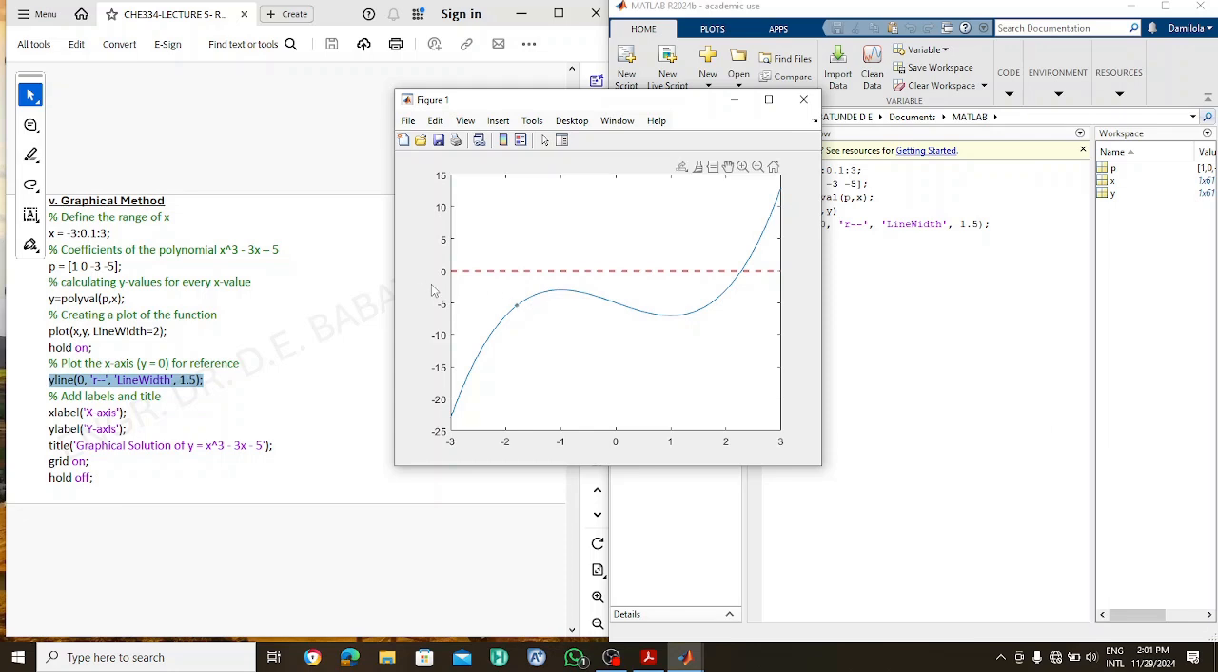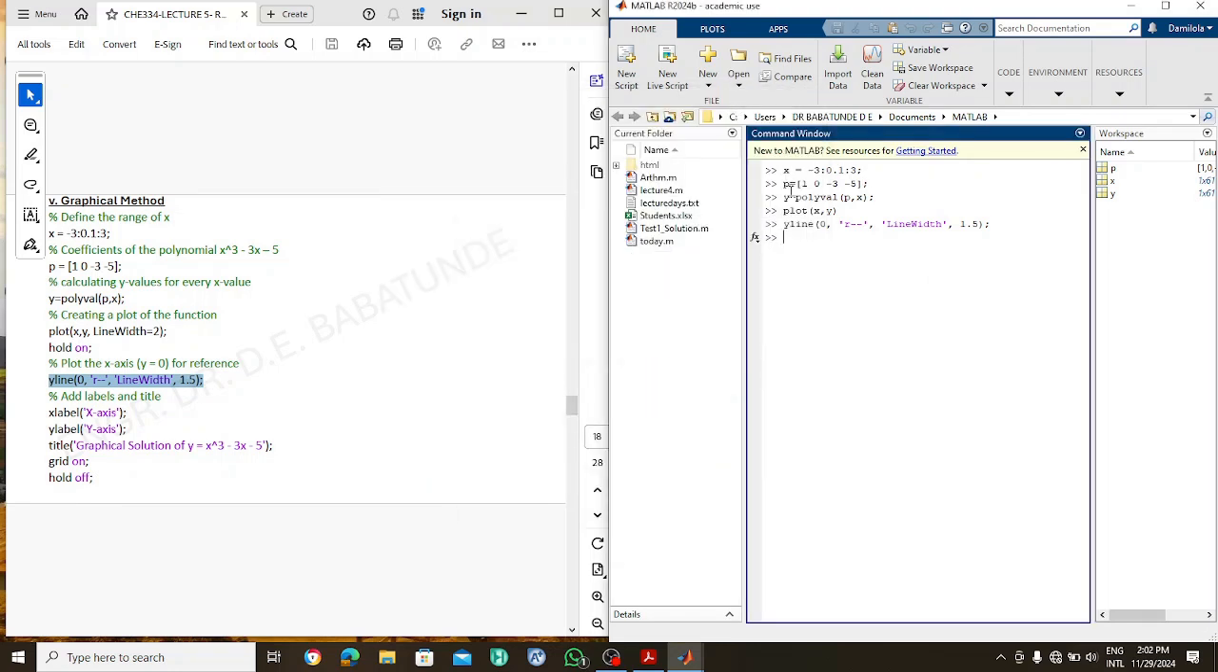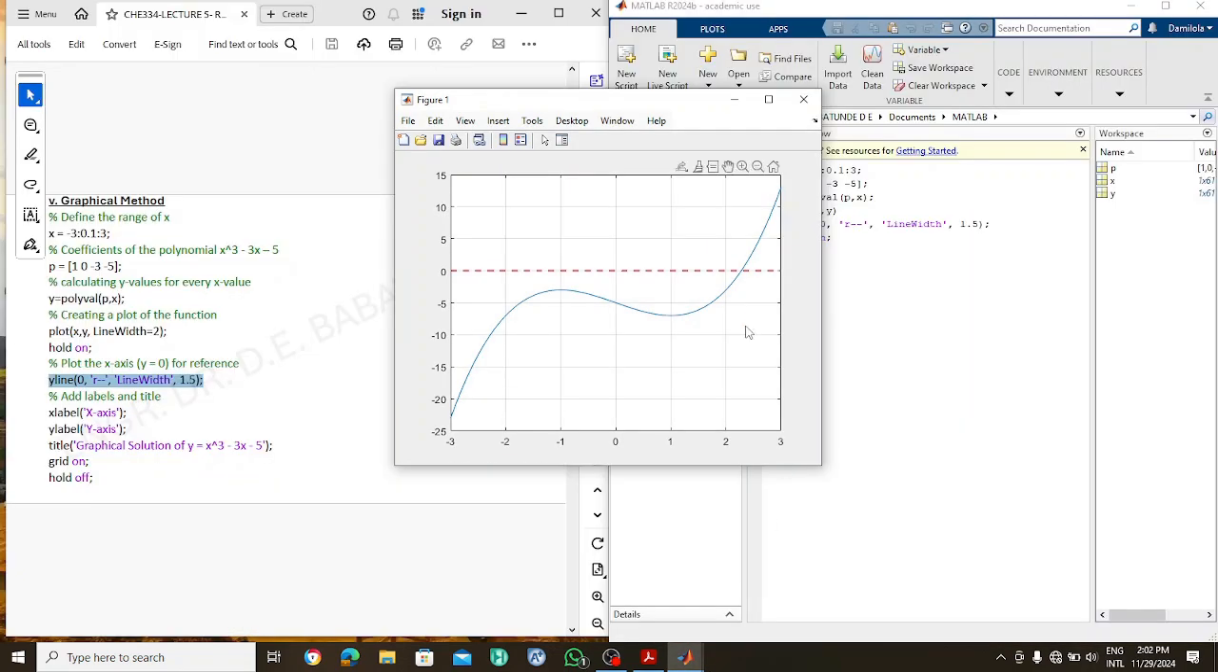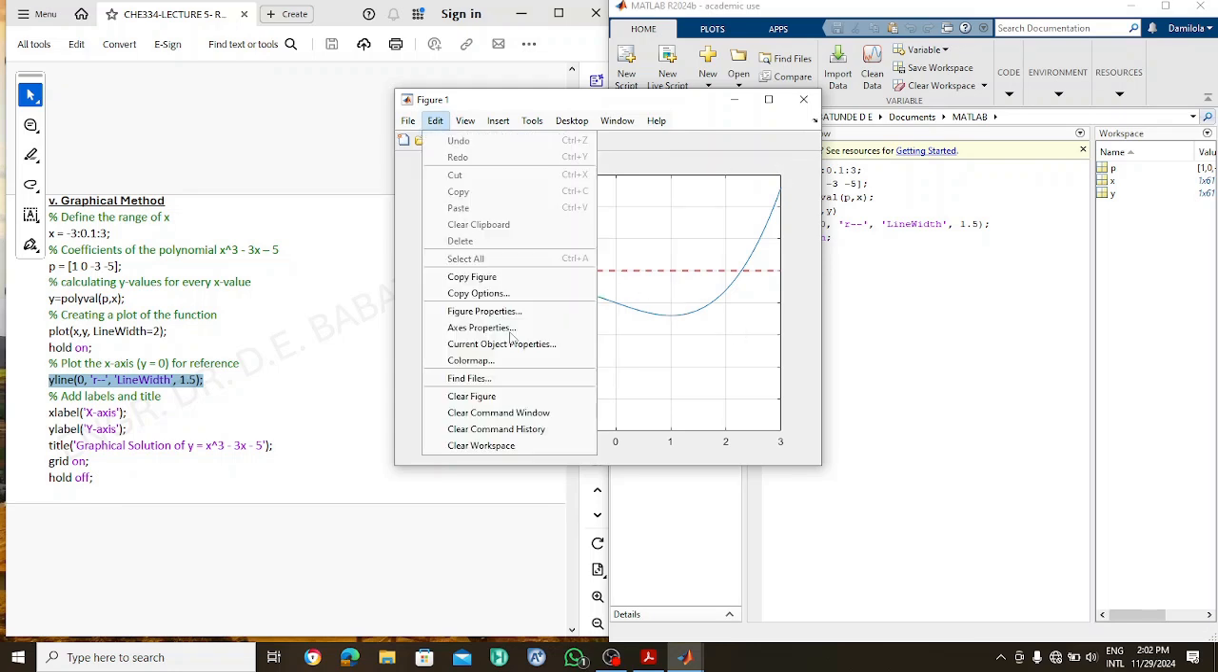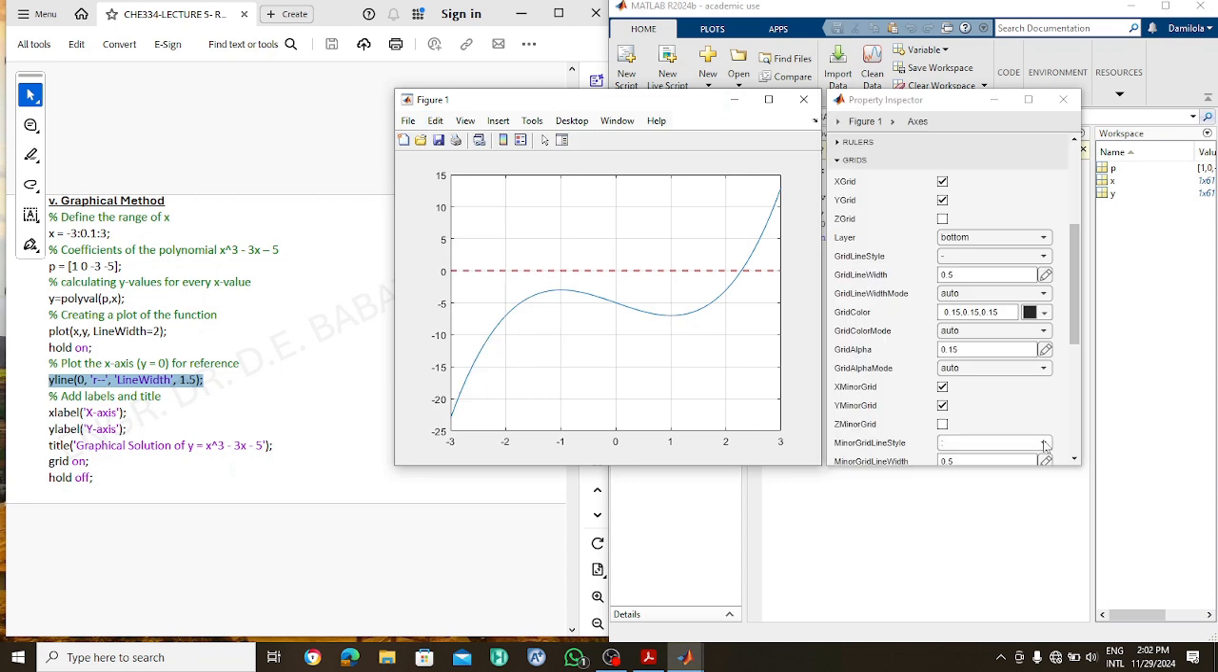Okay, so we now see where it crosses, right? Where the graph crosses y equals 0, the line where y equals 0. But we can't pick the value easily like that. We can put the grid on, so let's put grid on so that we are able to do evaluation better. Okay, the grid is here, but it's not sufficient enough. So let's go to axis properties. From axis properties, let the x and y minor grid be checked. Okay.